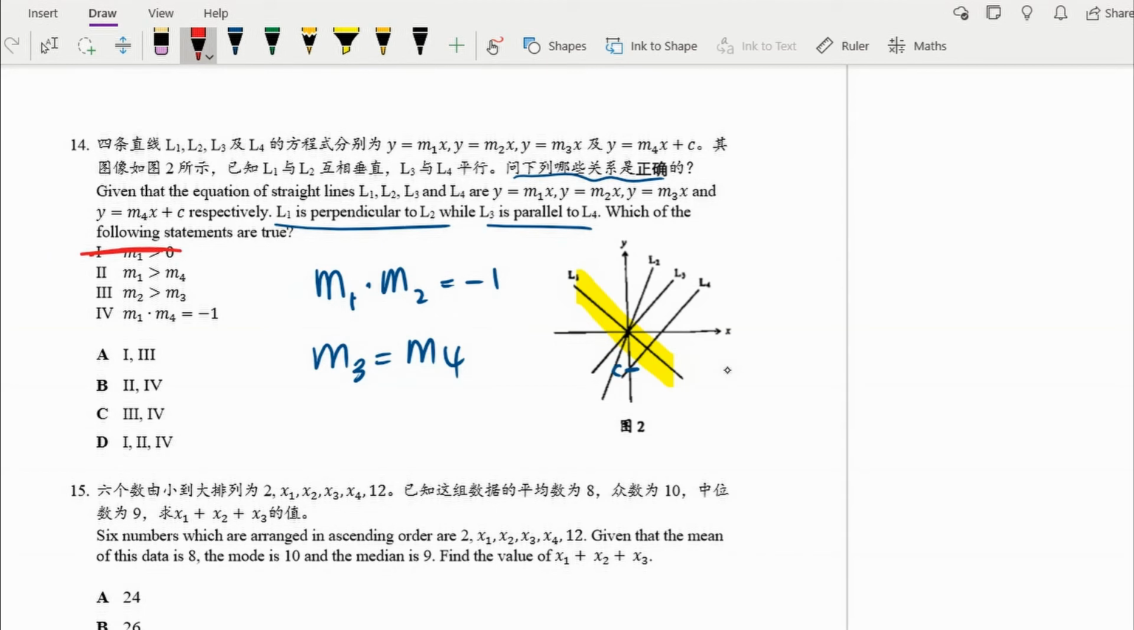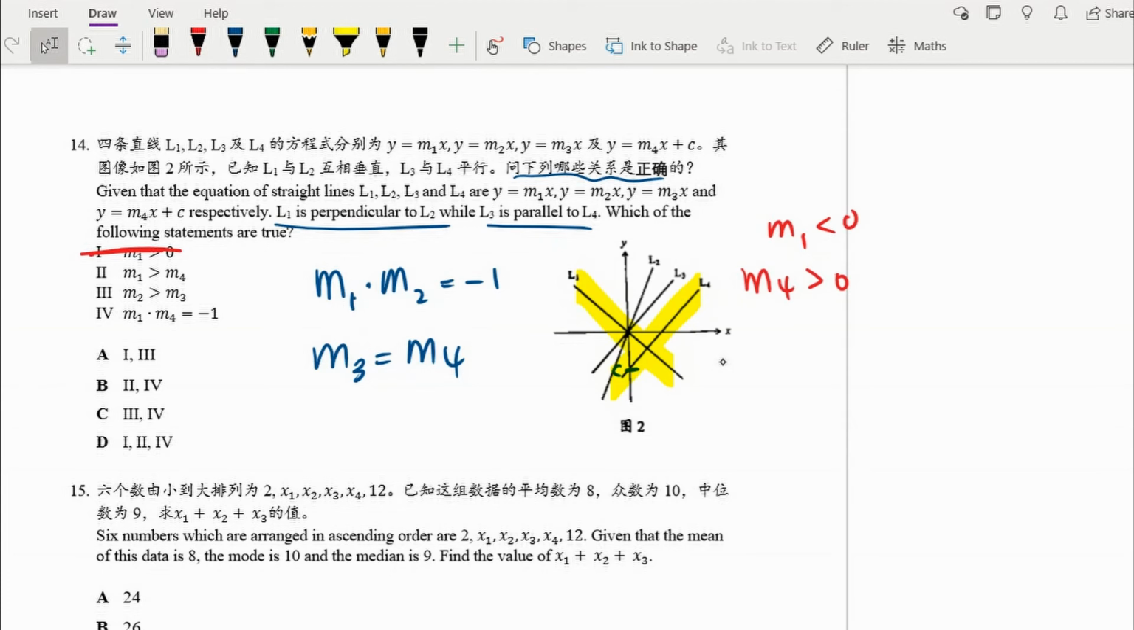Okay, statement 2. M1 greater than M4. Where is your M4? This is definitely false because your M4 is increasing. Your M4 is positive, greater than 0. Your M1 is smaller than 0. Then how can your M1 be greater than M4? Unless it says the magnitude, then I don't know. I'm not sure about magnitude because they are all unknown.